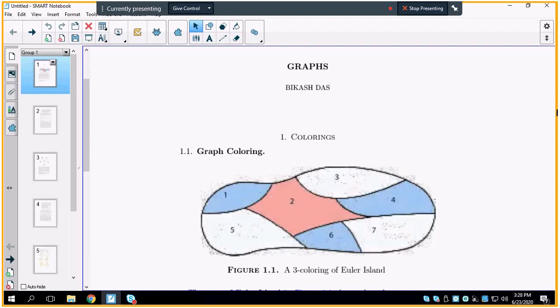This video will be the last lesson in the module on graphs. This is lesson 8 in module 6, and the topic of this video is graph coloring.